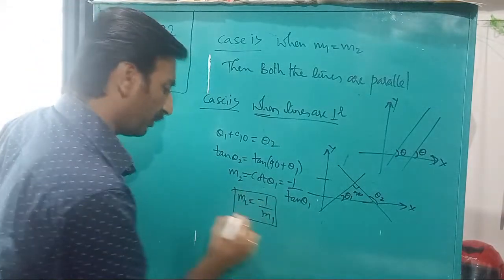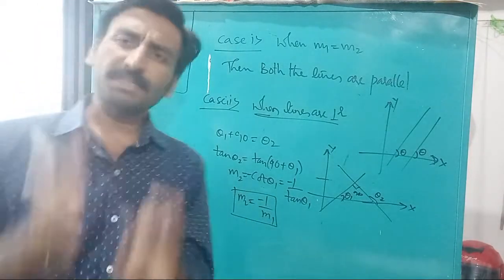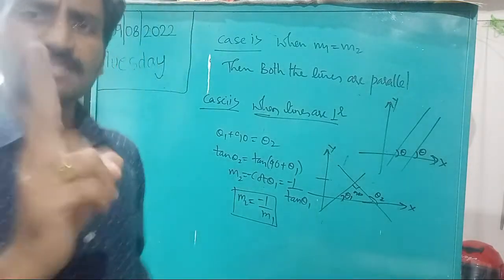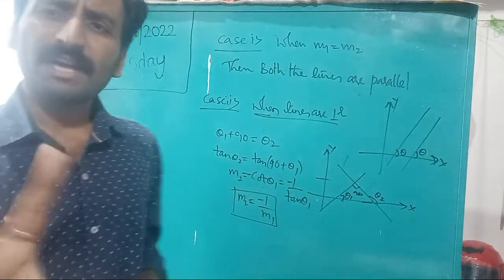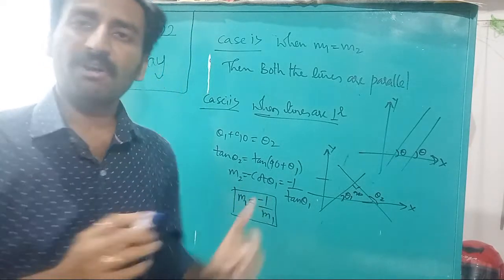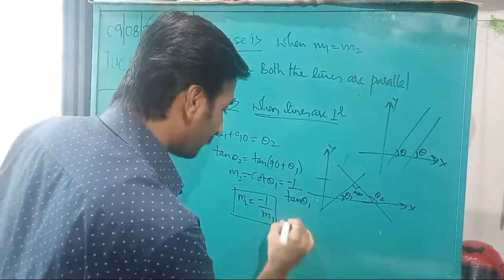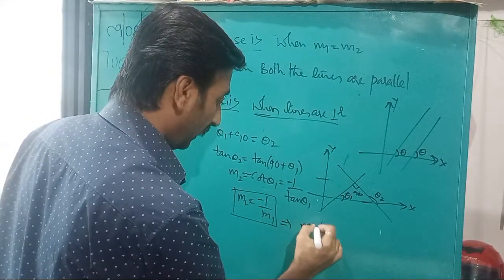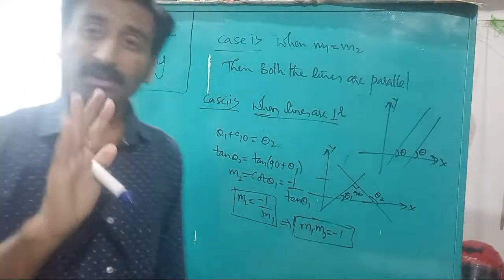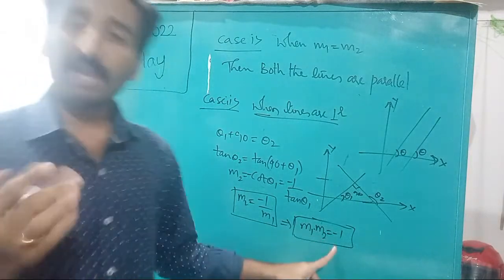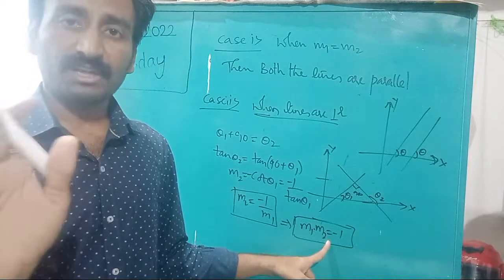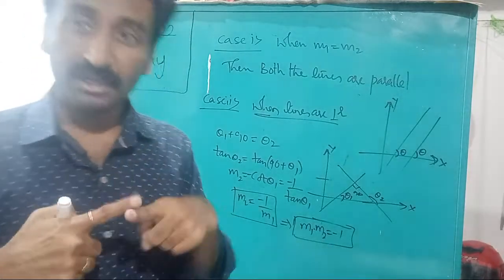Whenever you have m2 equal to minus 1 by m1, you should know that obviously both the lines are perpendicular. Whenever two lines are perpendicular, m2 is minus 1 divided by m1. Some people also write it as the product of m1 and m2 equal to minus 1, m1 into m2 is minus 1. This means both the lines are perpendicular to each other.